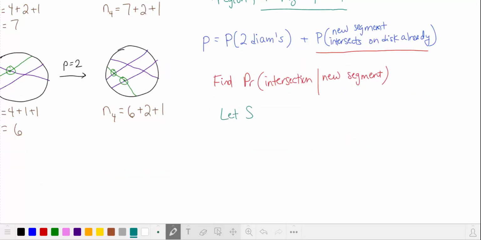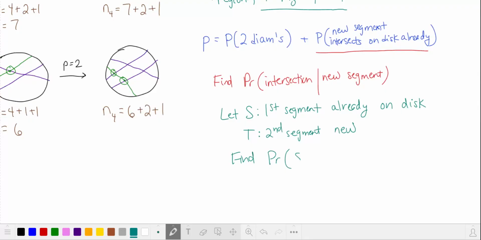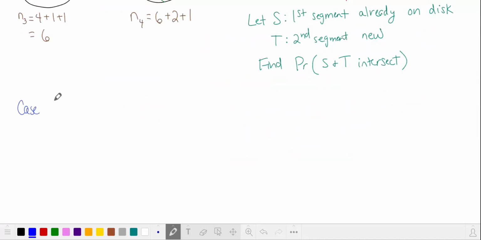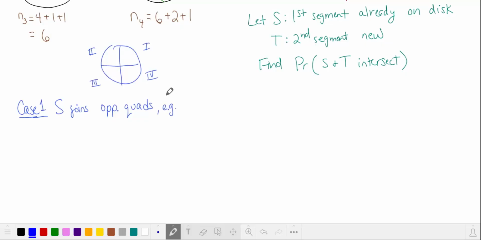So we're going to find the probability that we generate an intersection every time we put down a new segment. Let's let S be our first segment that is already drawn on the disk. And we'll let T be the second segment that is new on the disk. And we're going to find the probability that S and T intersect. First, we'll do casework on the nature of our first segment S. S can either join opposite quadrants. So if we label our quadrants of our disk in the usual way, an example would be if S joins a point in quadrant 1 with a point in quadrant 3.